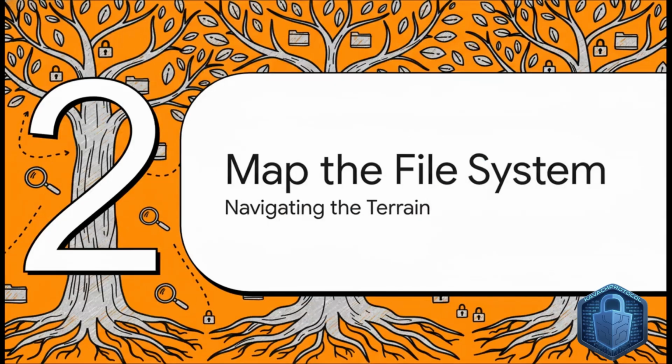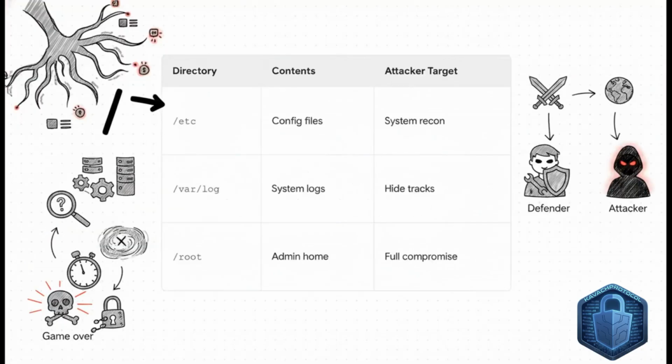Part 2. Mapping the file system. Think of the Linux directory structure like a massive tree. Everything branches out from a single root, which is just represented by a /. Now, I want to explicitly contrast how you, as a defender, view these directories versus what an attacker is actively hunting for. Take the /etc directory, for example. You see system configuration files, but an attacker, they read /etc to completely map out and understand the system's layout.